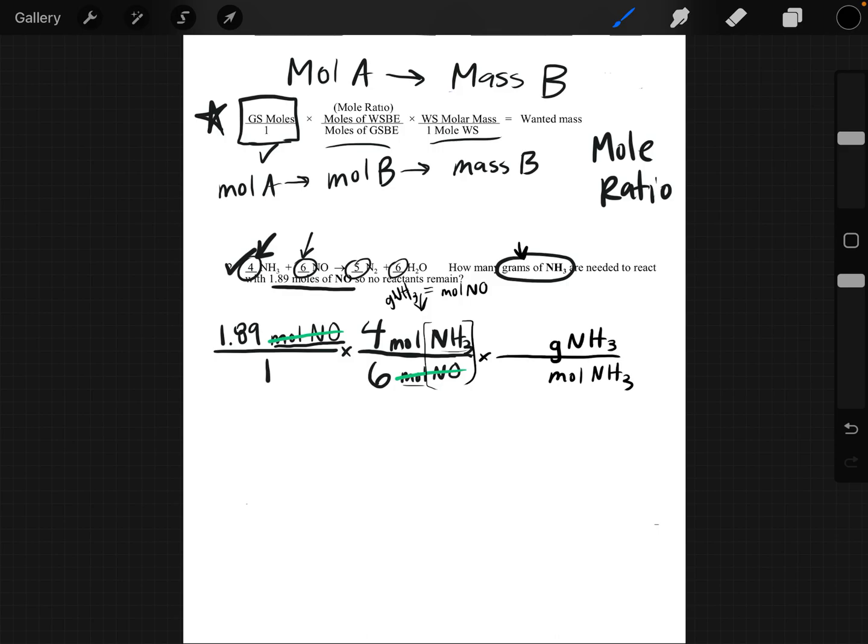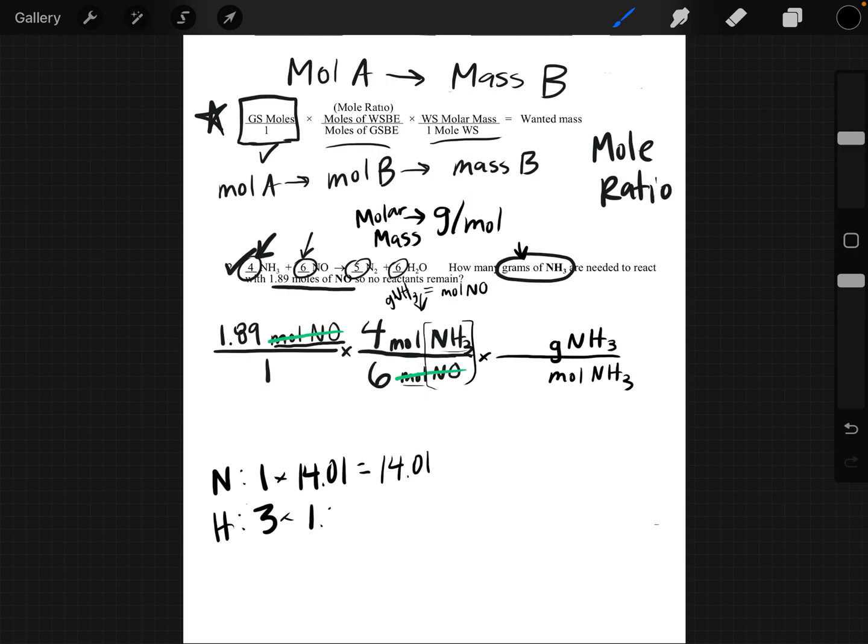But we do have grams per mole, and when you see grams per mole, that's going to be your molar mass. Again, really quickly, how you do your molar mass: you figure out who's in your compound. We have 1 nitrogen and 3 hydrogens. On the periodic table, the mass of 1 nitrogen is 14.01, so 14.01 times 1 is itself. Then the mass of 1 hydrogen is 1.01, and 3 times 1.01 is 3.03. We add those together, and this becomes 17.04 grams for every 1 mole. And that's validated right here in our formula: molar mass divided by 1 mole.